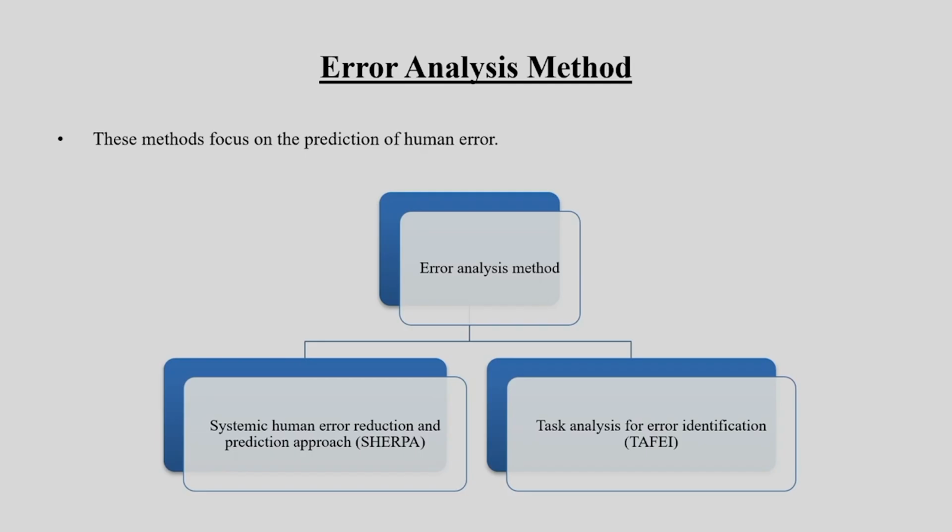Okay, so the first one is SHERPA. The full name of SHERPA is Systemic Human Error Reduction and Prediction Approach. In recent days, many research studies basically use this particular tool to get an understanding of how the whole system is performing. The next is task analysis for error identification. Again, the kind of result we will be getting is quite similar. However, the variables are different, the results are a little different, and it gives you a different indication. So let us start with SHERPA.